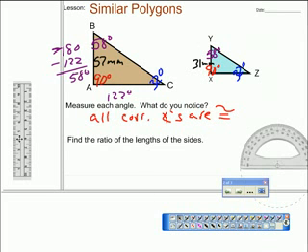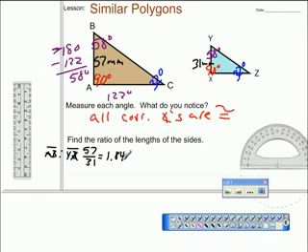So now I can compare those two side lengths and make it a ratio. I'm going to say that AB corresponds to YX, and the ratio is 57 to 31, which I could divide to turn into a decimal if I want to. I divide 57 by 31 and I get 1.84.